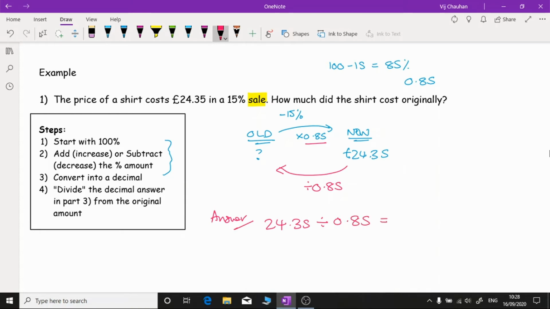While I'm typing it into my calculator, another good thing you should do is get an idea of what your answer should look like. In this particular question, I'm buying something that is cheaper, and the cheaper price is £24.35, so the price has gone down. So when I'm working out the original cost, it's got to be higher than £24.35. If I'm getting an answer that's smaller than 24.35, I know I've definitely gone wrong somewhere, and it's a case of going back to the drawing board and working out what the actual answer should be. So type that into your calculator.